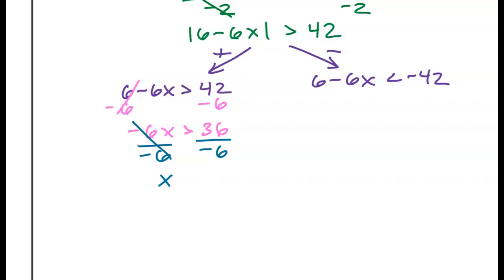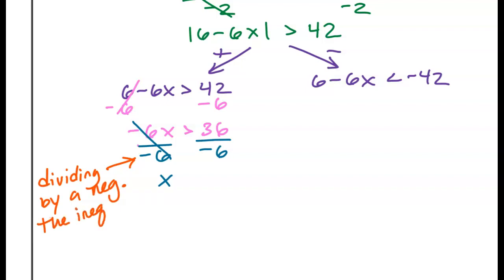notice here, we are dividing by a negative. Whenever we divide by a negative, the inequality sign flips. So it was a greater than symbol, now it becomes a less than symbol. And 36 divided by negative 6 gives us negative 6. So x is less than negative 6 we should end up with.